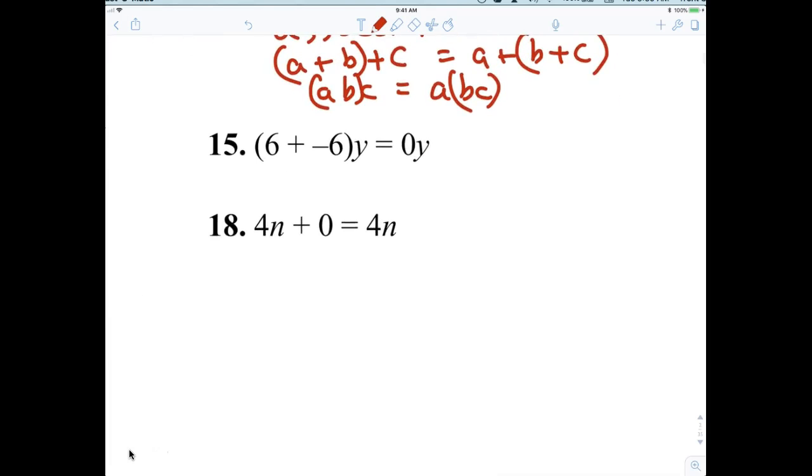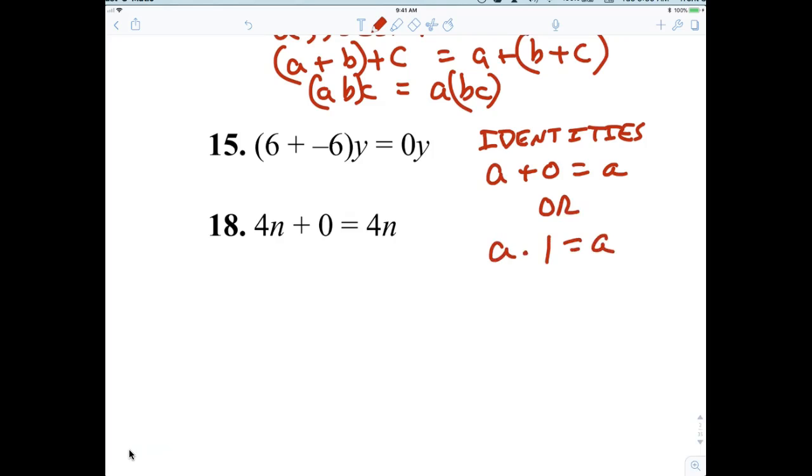Now, we also have what are referred to as the identities. There is an additive identity, which just means when you add zero, you get the same thing. There's a multiplicative identity when you multiply by 1, or A times 1 equals A.